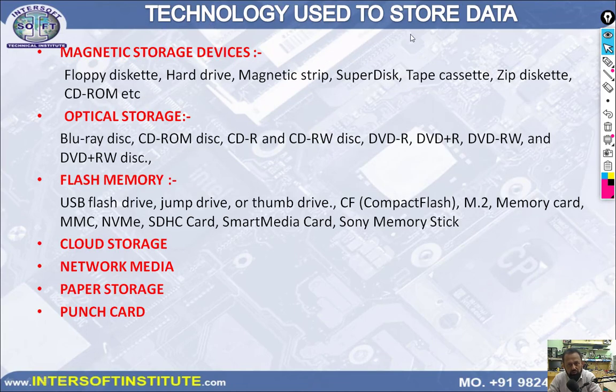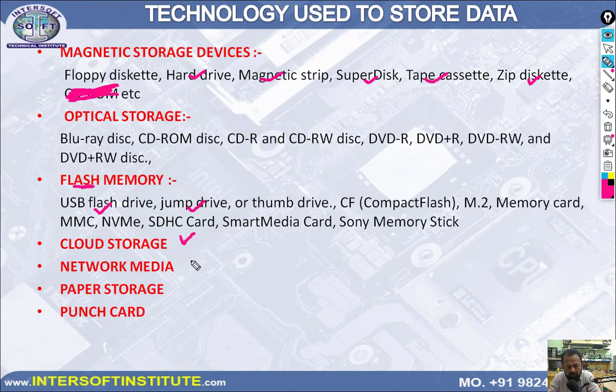Now, what are the technologies used to store the data? One technology is the magnetic storage device. Magnetic includes floppy disk, hard disk, magnetic strip, super disk, tape cassette, zip. These are the magnetic storage. Optical storage are Blu-ray discs, CD-ROM, CD writer, and all those are optical. Flash memory means USB flash drive, jump drive, thumb drive, SSD. These are the flash memory storage.